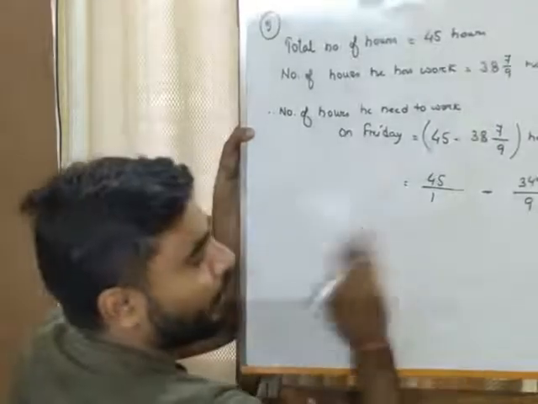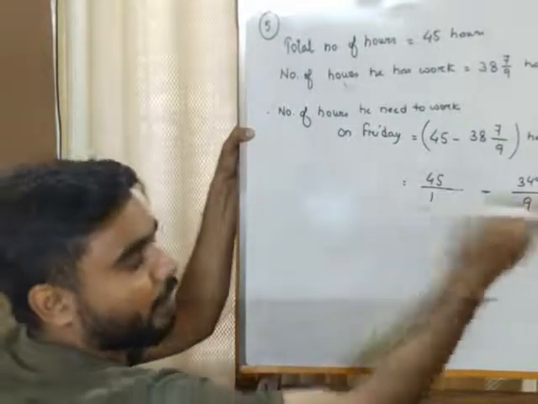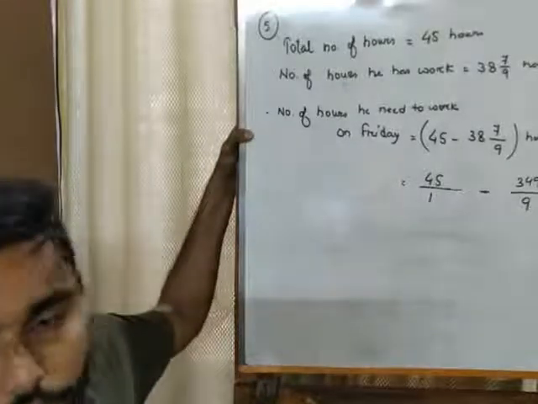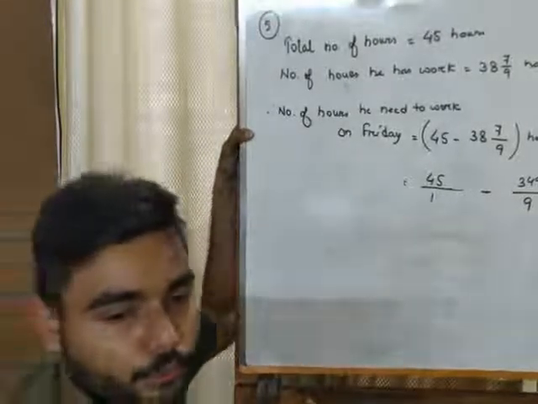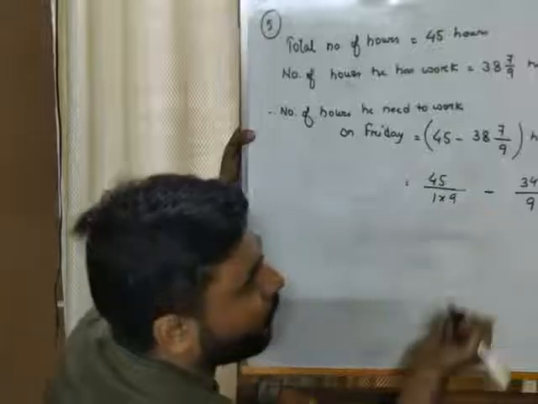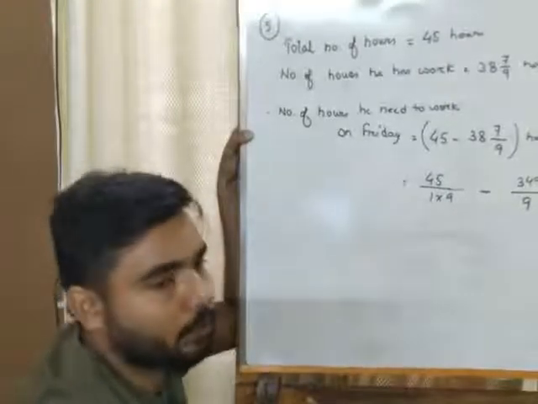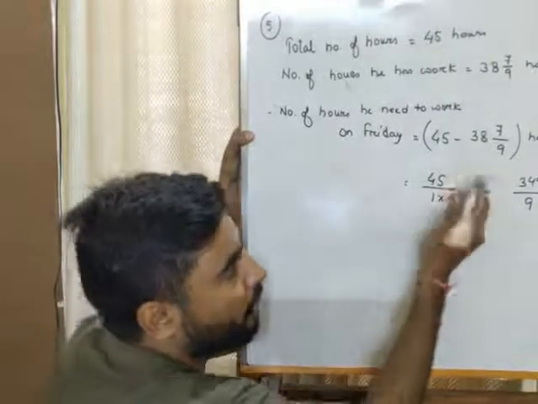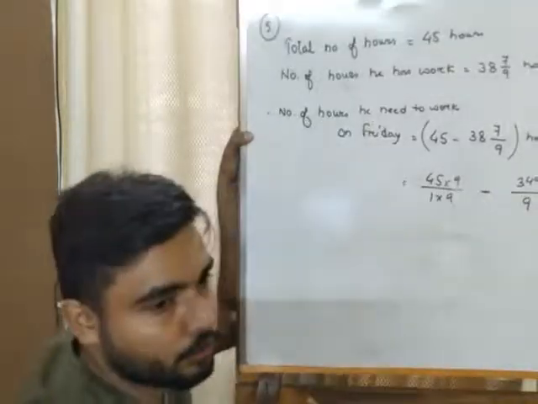Can I subtract it directly from 45? Can I subtract 349 by 9 directly? No, since the denominators are different. So 1 can be made into 9 by multiplying 9 with the denominator. So to give the balance, I have to multiply with the numerator also.